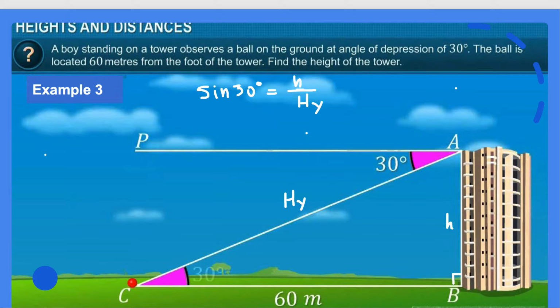But in this case it's hard to find H or HY, because it's an equation with two unknowns. So it's better to try to find the hypotenuse by using the cosine of 30 degrees. Cosine 30 degrees is equal to the adjacent side, which is 60 meters, the distance CB, divided by the hypotenuse HY.